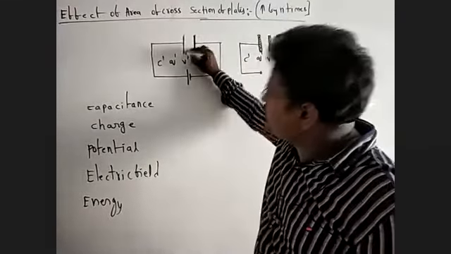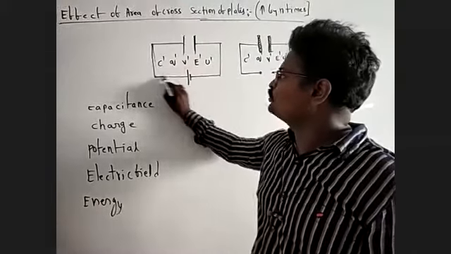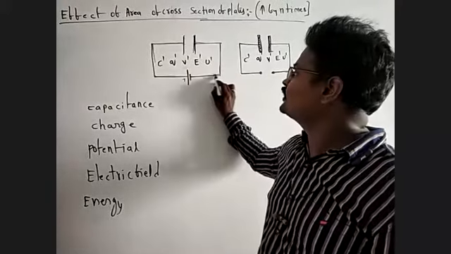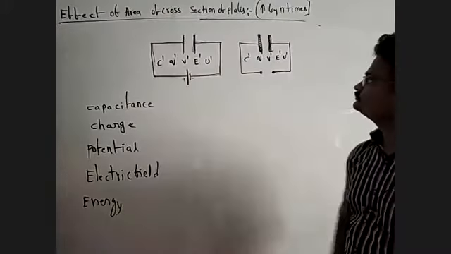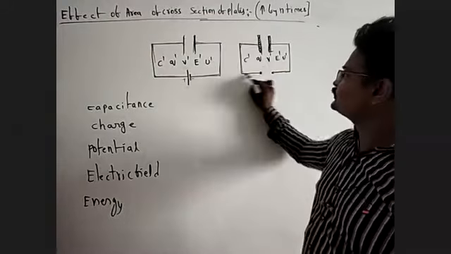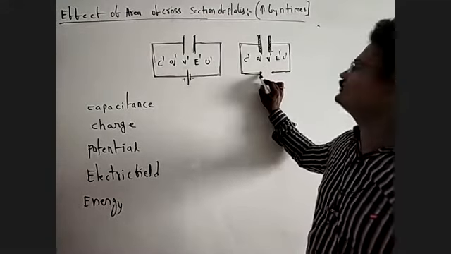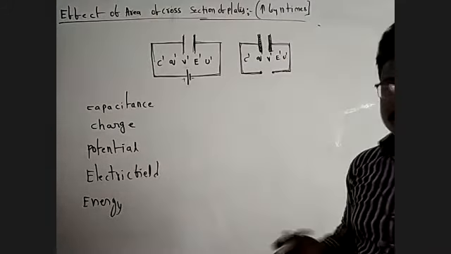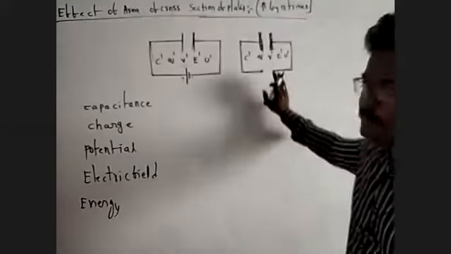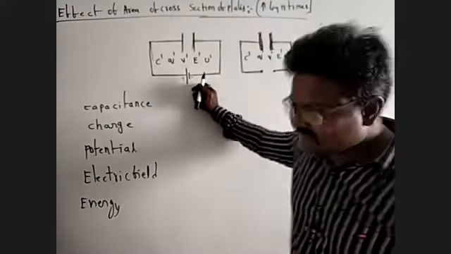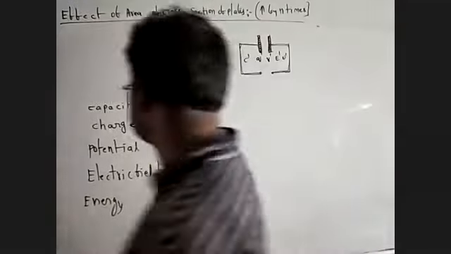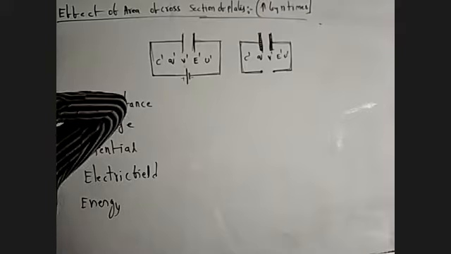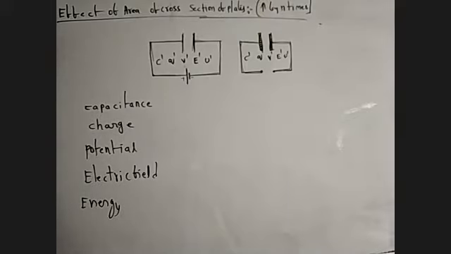This is the first plate. First plate is connected to the positive terminal of the battery. Second plate is connected to the negative terminal of the battery. Now, this plate is not connected to the positive terminal, and this plate is not connected to the negative terminal of the battery. Batteries removed. Battery connected to the capacitor. So what is the capacitance value? Now we're going to find out.